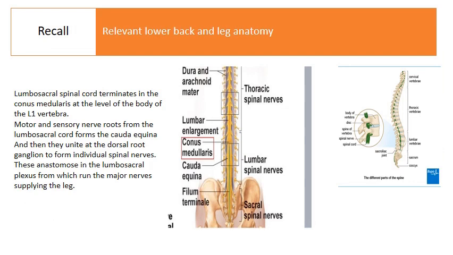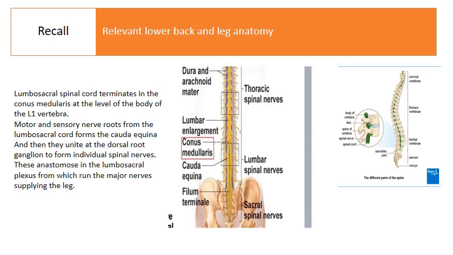Starting off, we will talk about the relevant anatomy of the lower back. The lumbosacral spinal cord terminates in the conus medullaris at the level of the body of the L1 vertebra, i.e. the ending of the cord itself. And after that you get the strands that form the conus medullaris. This contains motor and sensory nerve roots that form the cauda equina.